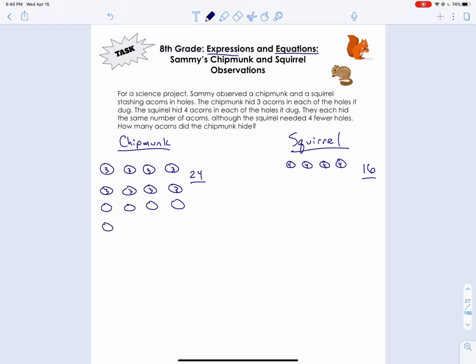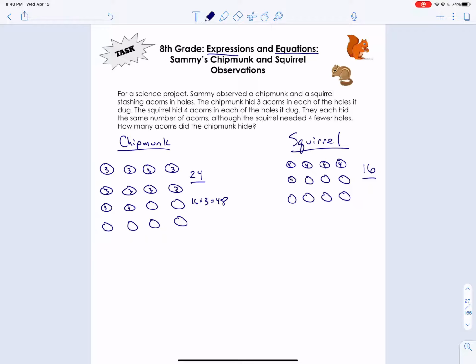So if I do another 8, let's just say. Okay, so it's again 3 in each, right? 3 in each. And we have 3 times 16, so 16 holes times 3 acorns in each hole, that's 48. Okay, so the squirrel can only have 4 less than the chipmunk. So what would that be? So the chipmunk had 16 holes, the squirrel can only have 12.